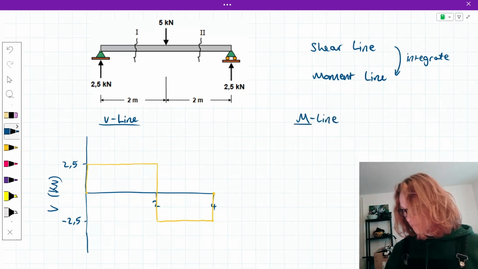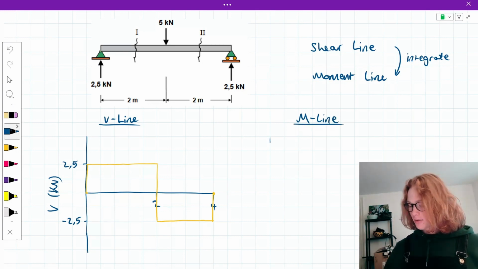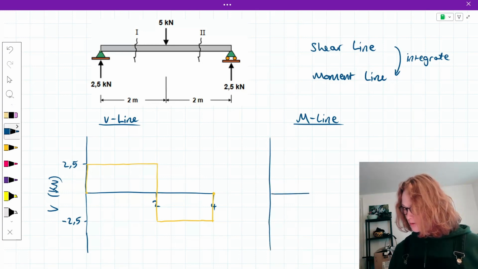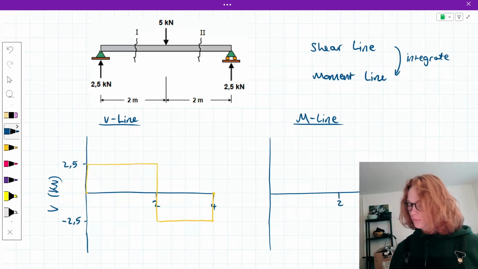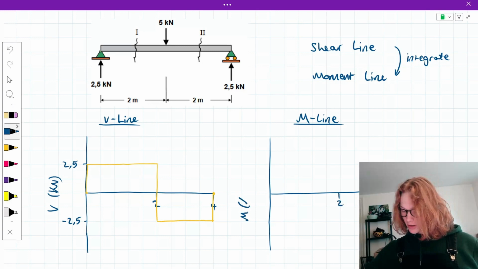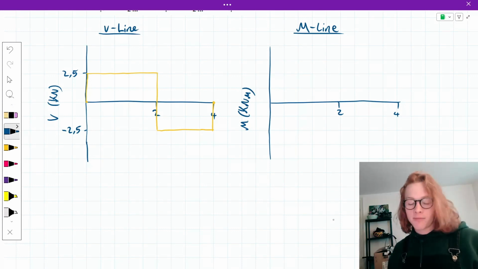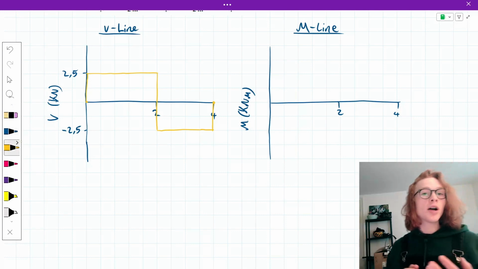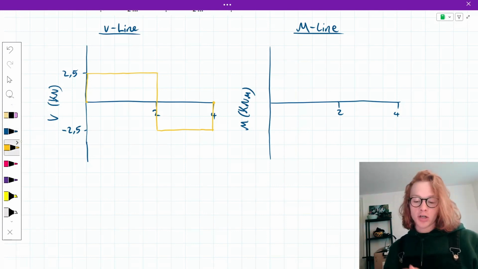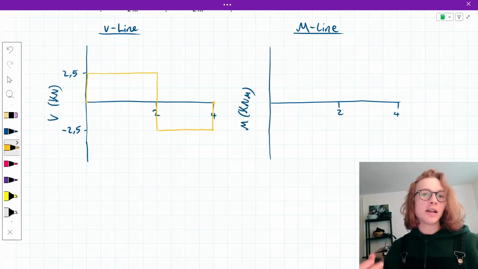Well, we've established that the V-line, so this is going to be moment in kilonewton meters, describes the gradient of the M-line. So now we can use that to work out our new graph. Between 0 and 2 meters, we know that our gradient is 2.5, which means that this is a linear graph, and we always start at 0.